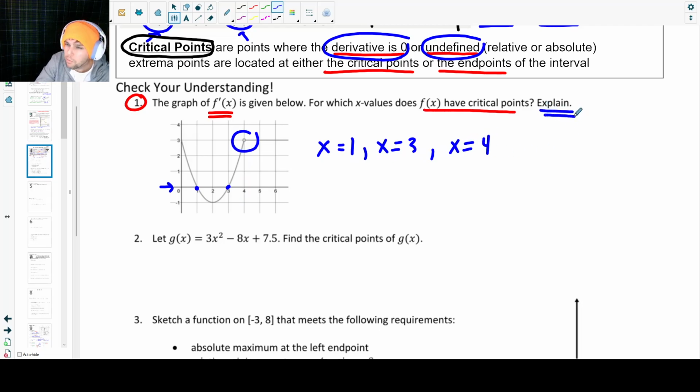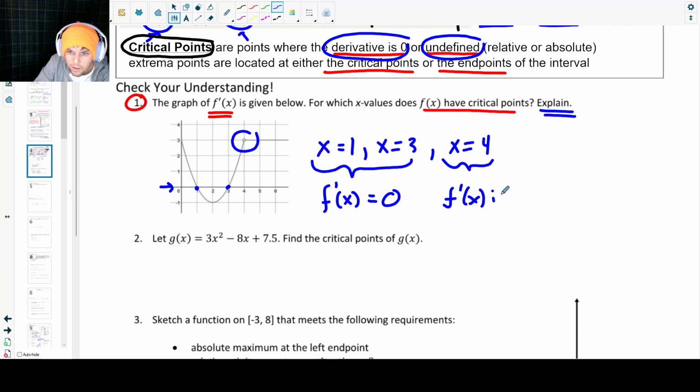So again, I'm explaining this as I go. These 2 points are when the derivative equals 0. I'll use more concise notation for that. I'll say these are values when f prime of x equals 0, and this one value is when f prime of x is undefined. Again, both of these cases would make them critical points.